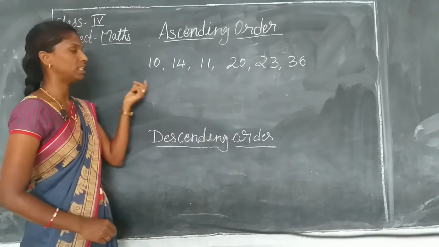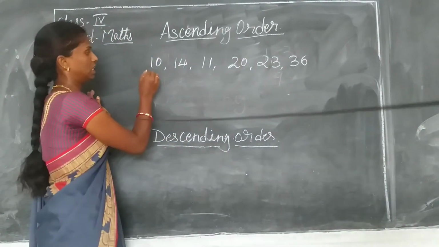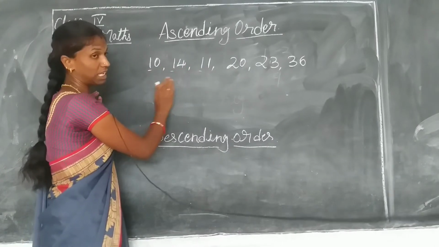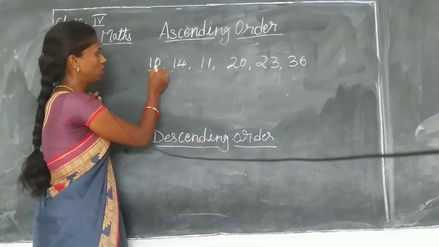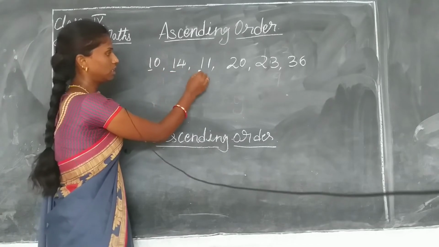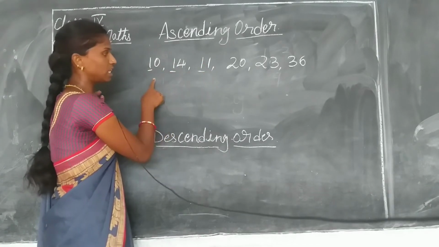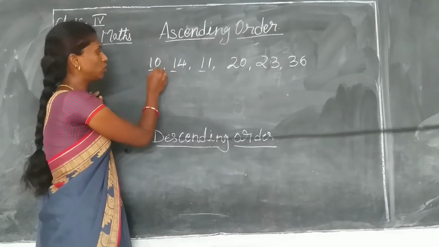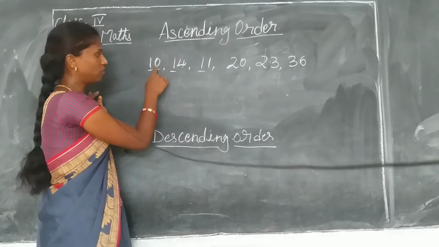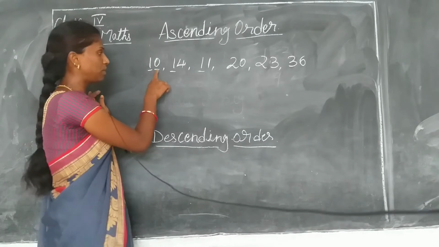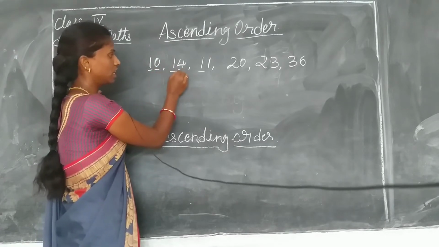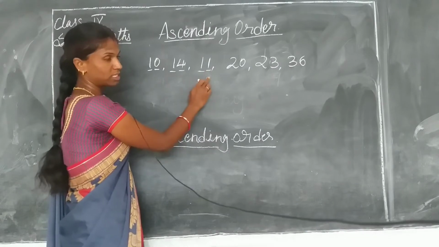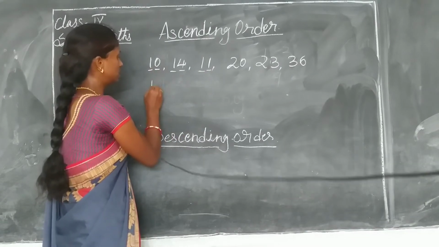First we have to compare the first digit. You can see here 1 is there, here 1, here 1, in the tens place. Among these three, which is the least? If you are confused, you can go to the next place, the ones place. Compare the ones place. Here 0 is there, here 4, here 1. So which is the least among these three? So 10 is the least.